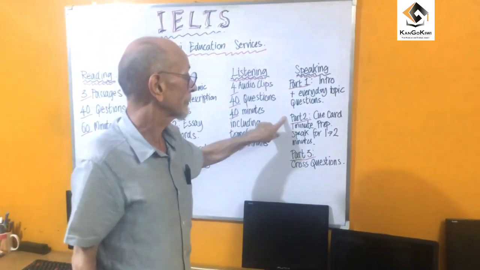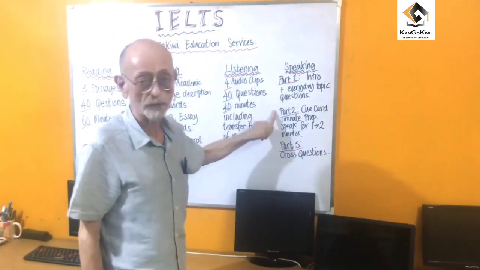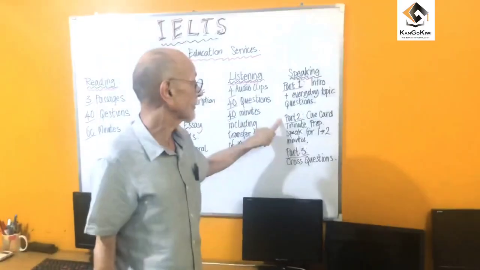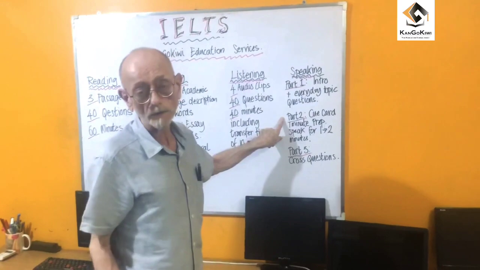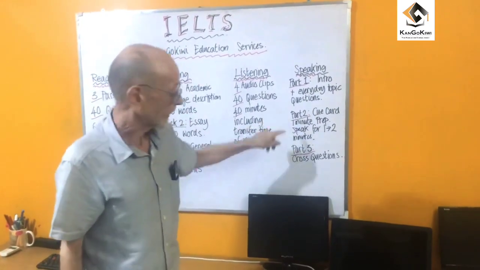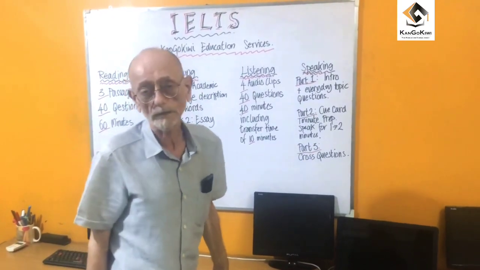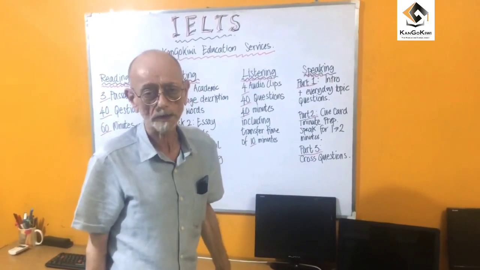Second part is what's called the cue card. In this, the examiner will give you a card. On it is a topic and some points you have to mention. You're given 1 minute preparation time, in which you can make notes if you wish to help you. You then have to speak for between 1 minute and 2 minutes.